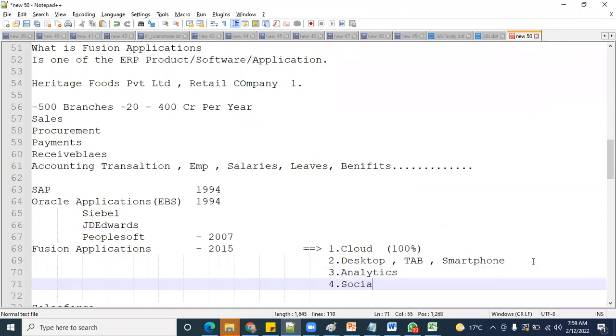And social sites integration. Integrations are very important nowadays. What is meant by integration? If we look at real-time situations, clients may not be satisfied with one product.